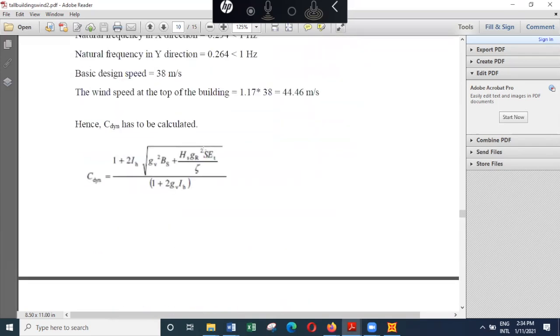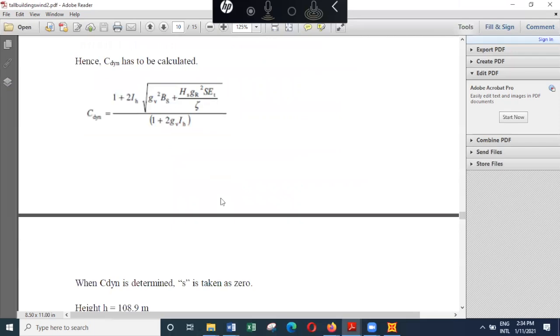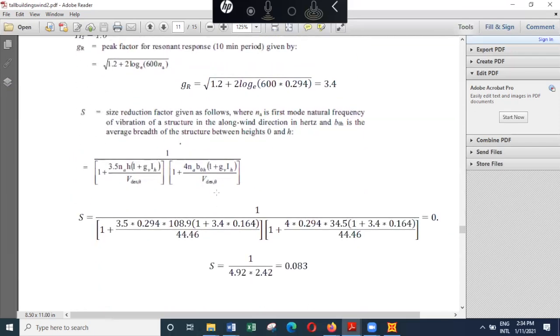Then there are two parameters. One is called the size effect, S, and that depends on the dimensions of the building. So here you can see the dimensions of the building and the natural frequency of the building. Here you get the height of the building, here you get the breadth of the building, and it also depends on the velocity under which you are doing the calculation. So you get the velocity also in the same term. Once you substitute in this one, we know all these values.